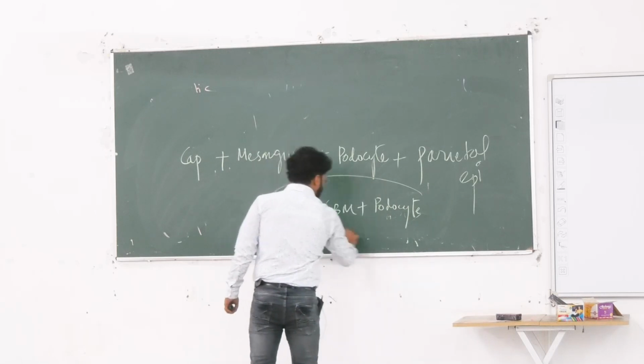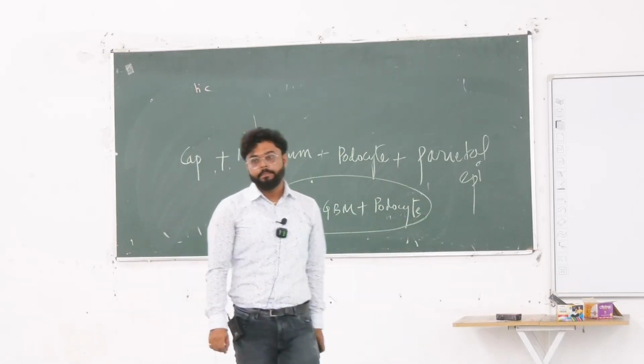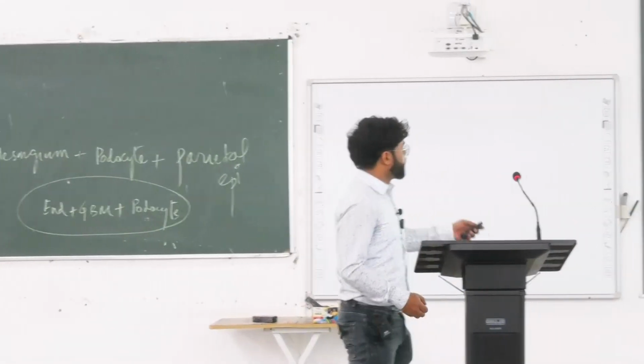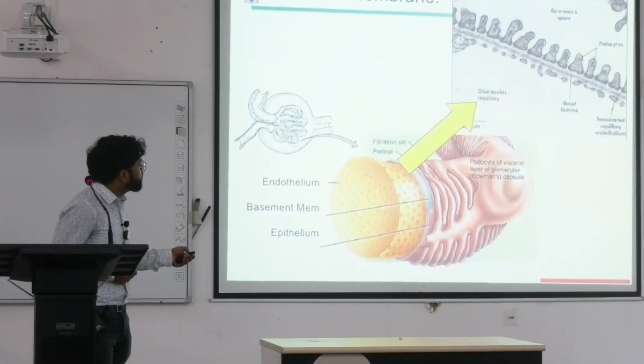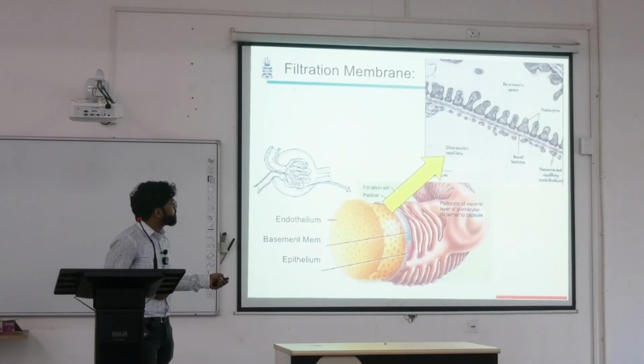This is the filtration unit. See, ultrastructure of filtration unit. This is the glomerular capillary. Beautiful. They are lined by fenestrated endothelium.